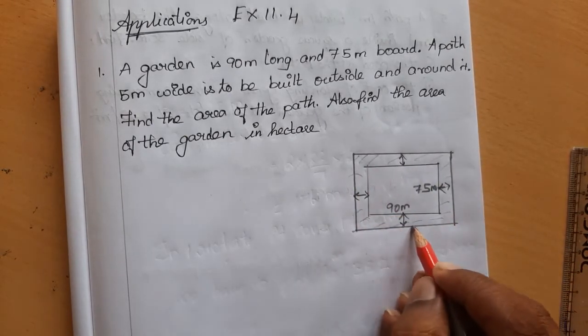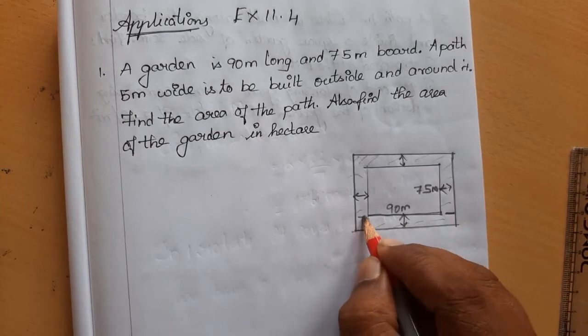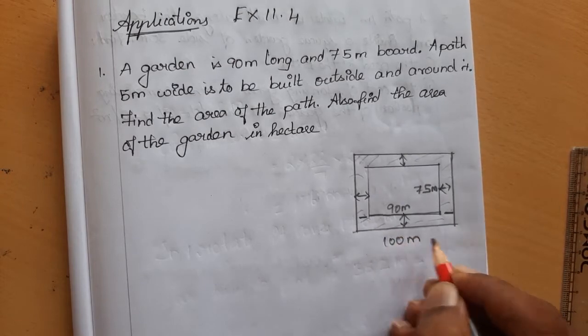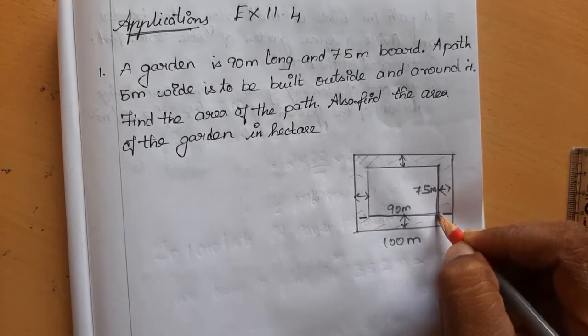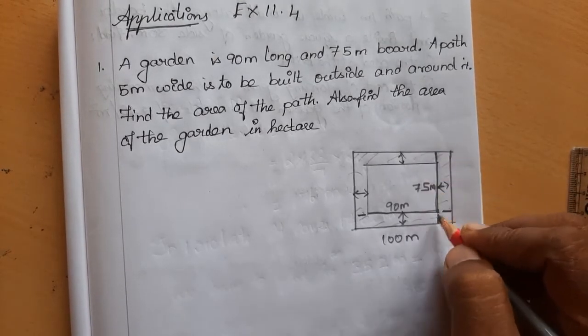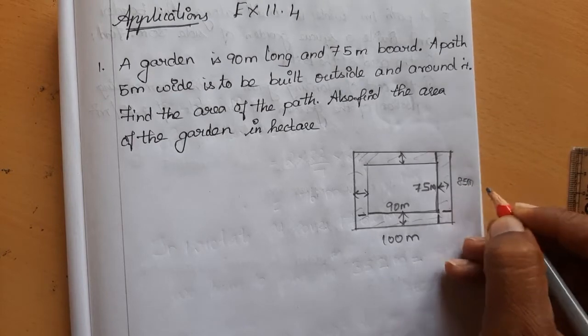So what is this total length? Up to this is 90, here is the 5 and here is the 5. So totally 90 plus 10 is 100 meter. Same here, this is the 75 and this part is 5 meter and this part is 5 meter. 75 plus 10 is 85 meter, right?